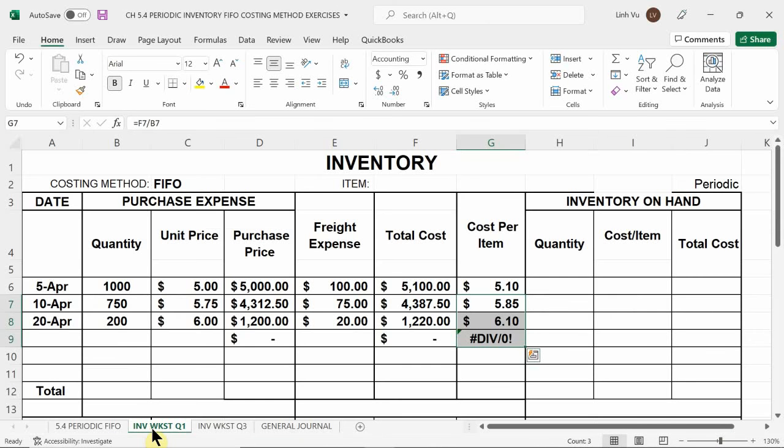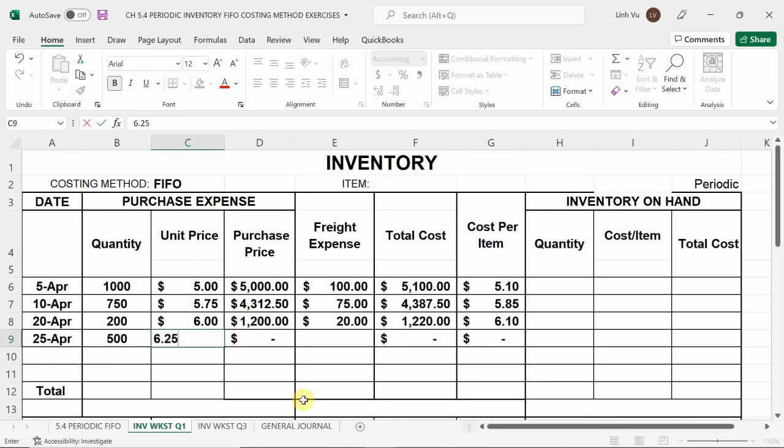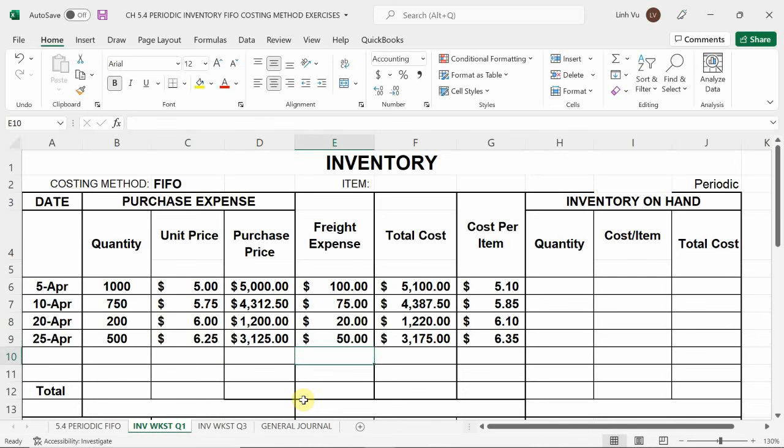So let's go ahead and plug those numbers into my inventory worksheet. So in this case, right, it is April 25th. And let's see, in this case, I purchased 500 units at $6.25. And boom, it automatically calculated for me. What was my freight? $50. Boom, it automatically calculated for me. And that means my cost per item also calculated for me.